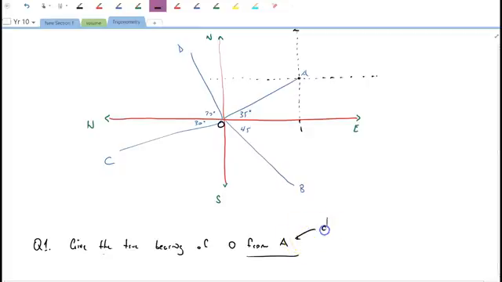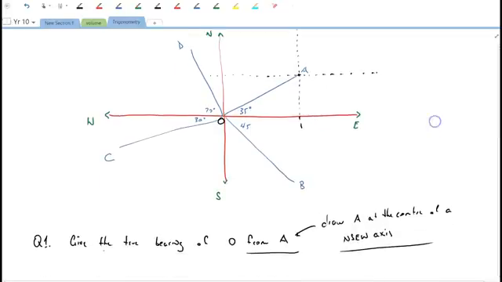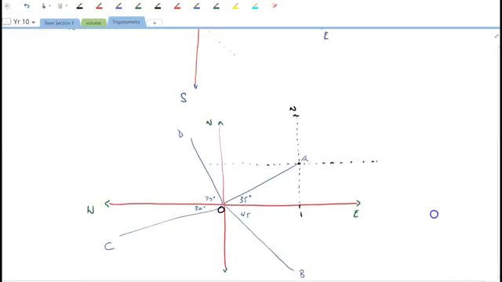All right, we draw A at the center of a north, south, east, west axis. That's really important. It's just a point, so we draw that in. Now, where is O in relation to A? What's the bearing of O from A? We go up to our north, go clockwise from our north axis, and measure this angle all the way around there. That is my bearing of O from A.